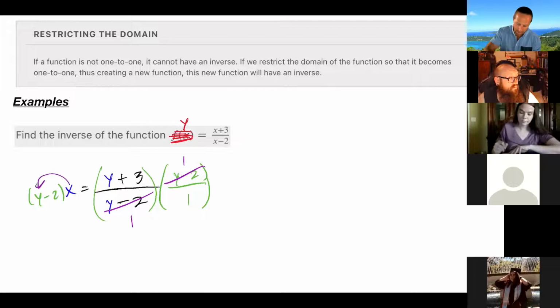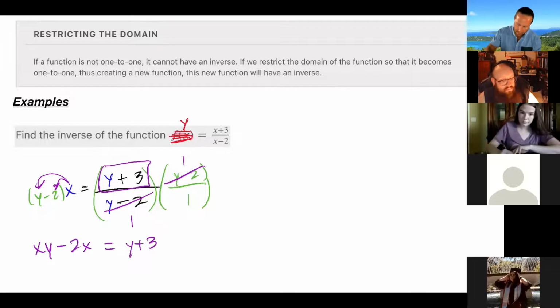But I'm going to go ahead and distribute. So I get an xy minus 2x on one side and then the y plus 3 and a bunch of ones on the other. Now the issue with this is I have a y here and a y there. I need to get those on the same side. So I'm going to do a couple of quick little additions and subtractions. One, let's subtract the 3 over.